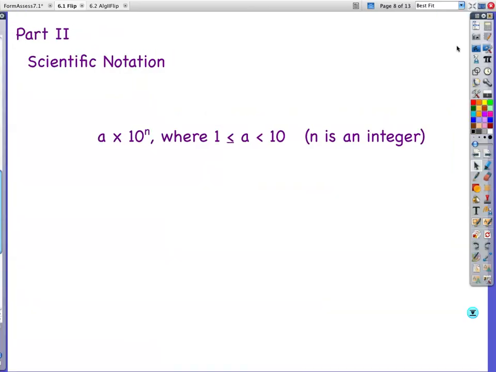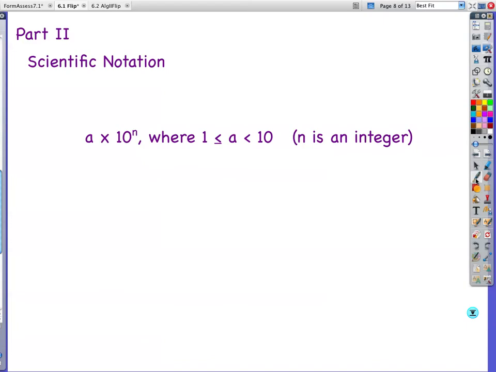Okay. Part 2, scientific notation. A times 10 to the n, where 1 is less than or equal to a, which is less than 10, where n has to be an integer. What does that all mean? This is what I want to do.